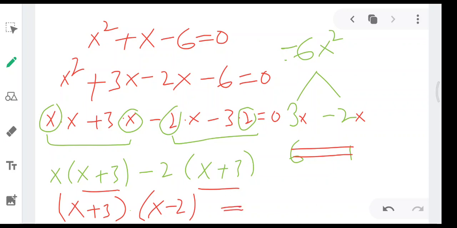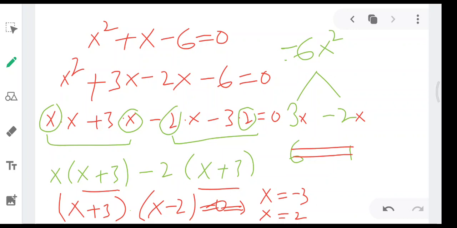Further, if you simplify it, comparing with equal to 0, x equals minus 3, and minus 2 becomes plus 2. So minus 3 and plus 2 are the zeros, or roots, of this. x plus 3 and x minus 2 are the factors of this. So this is the way.